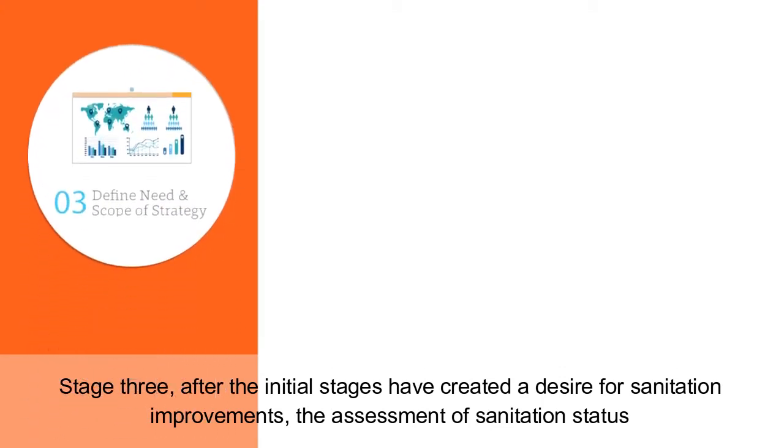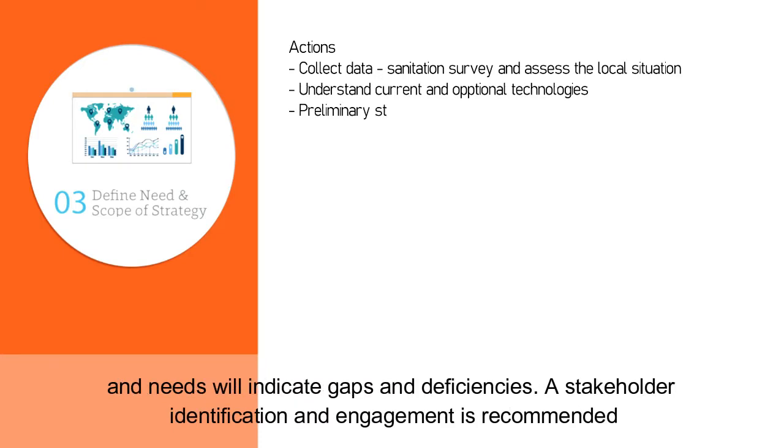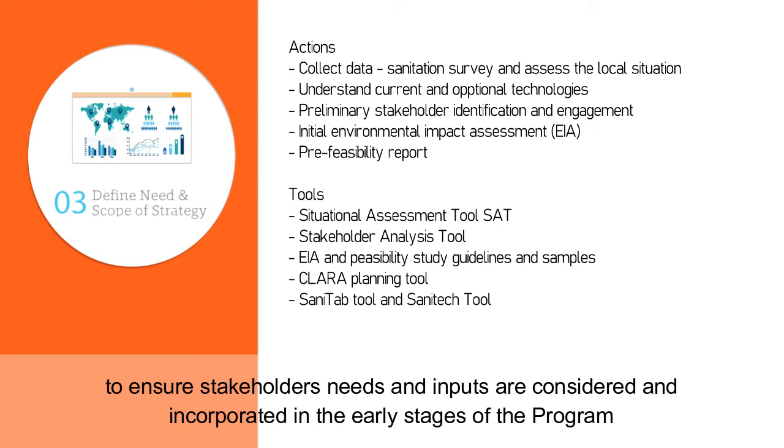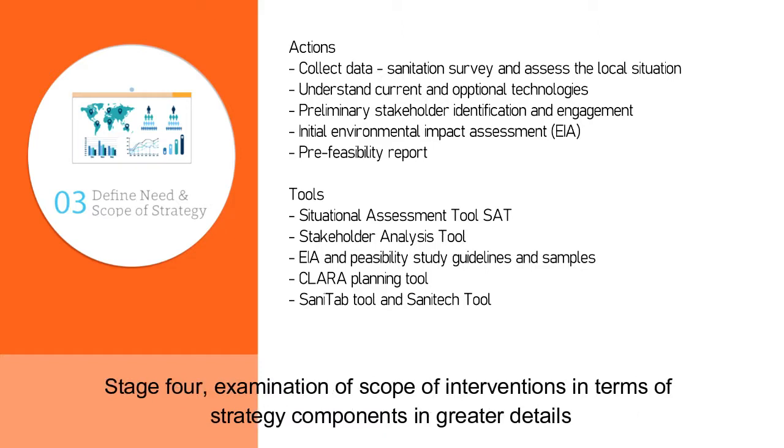Stage 3. After the initial stages have created a desire for sanitation improvements, the assessment of the sanitation status and needs will indicate gaps and deficiencies. A stakeholder identification and engagement is recommended to ensure that stakeholders' needs and inputs are considered and incorporated into the early stages of the program. The city planner will understand the local needs and be in a position to formulate FSM intervention strategies for further evaluation and study.